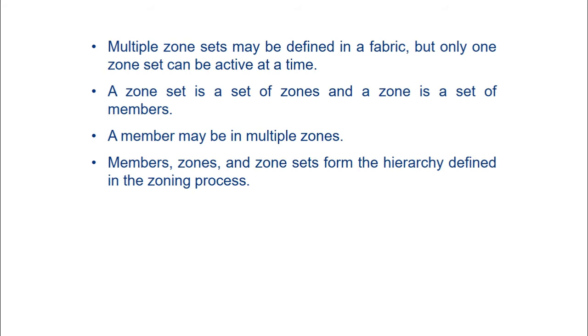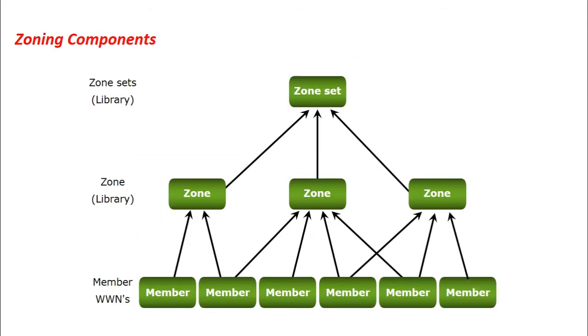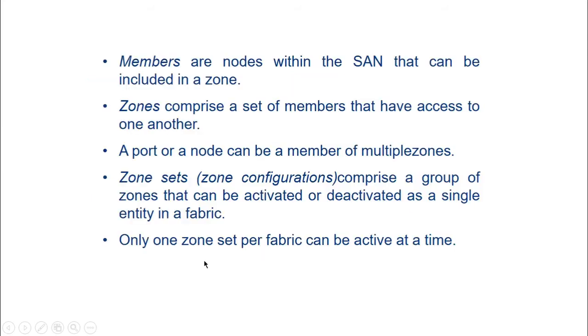Members, zones, and zone sets form a hierarchy defined in the zoning process. As we can see here, the members are used to form the zones, which in turn form the zone set. So we have a hierarchical structure. We call them zoning components: the zone sets, the zones, as well as the members. Members are nodes within the SAN that can be included in a zone. Zones comprise a set of members that have access to one another. A port or a node can be a member of multiple zones as well.